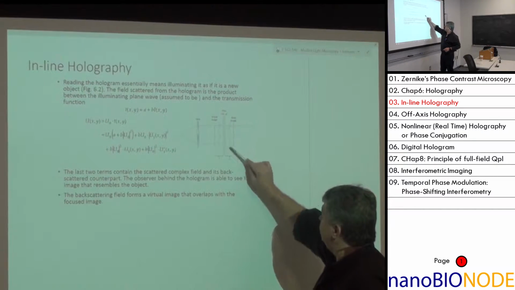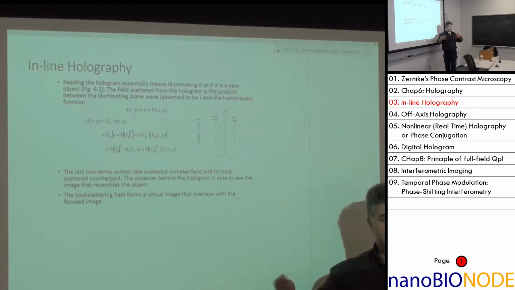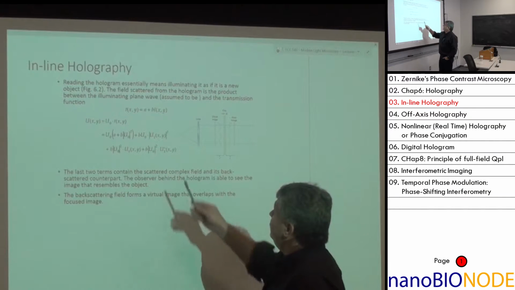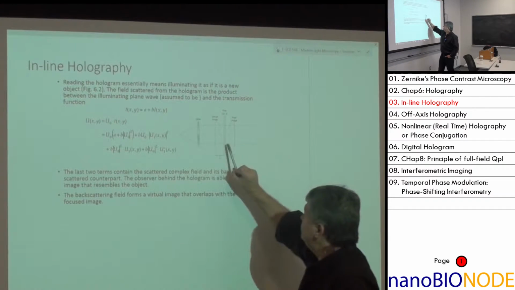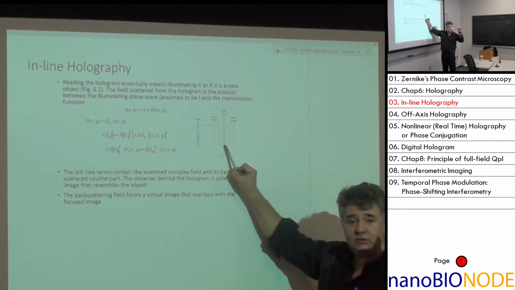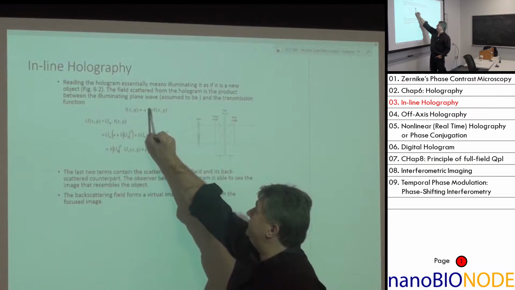diffraction happens again, so I'm going to have a wave that propagates this way, another wave that propagates backwards, right? But if you look at the equation, something interesting happens. So first of all, the transmission, the function associated with the hologram, what I recorded, is actually proportional to... There's a background.